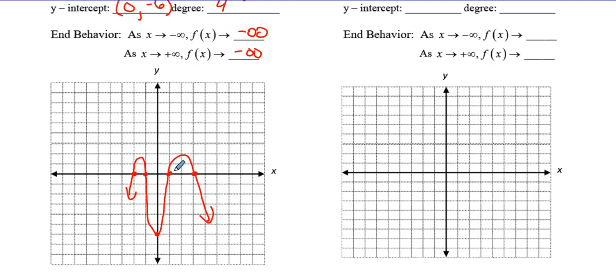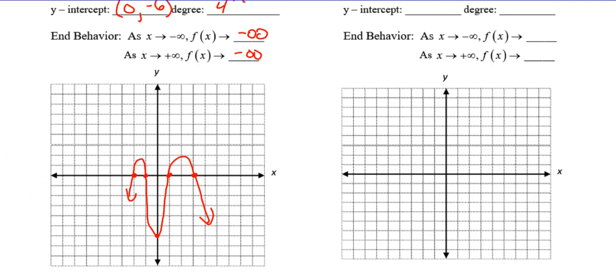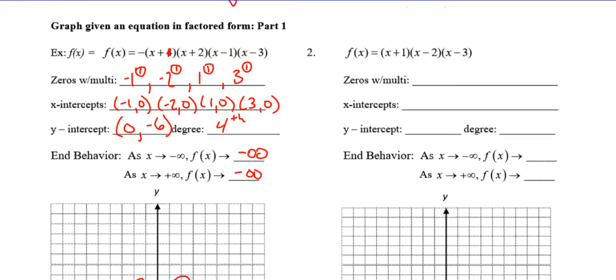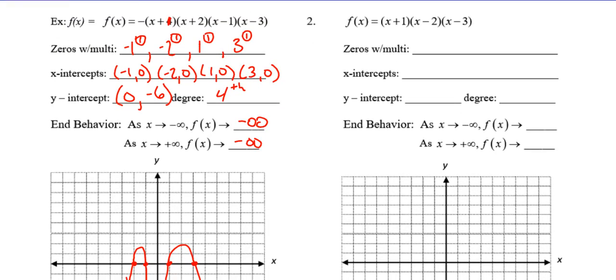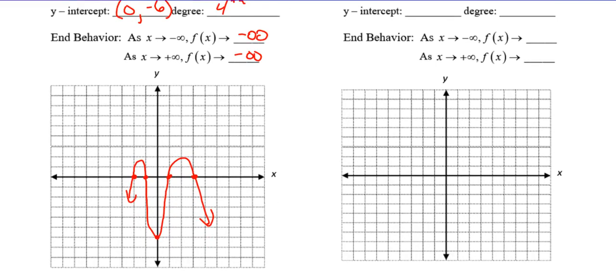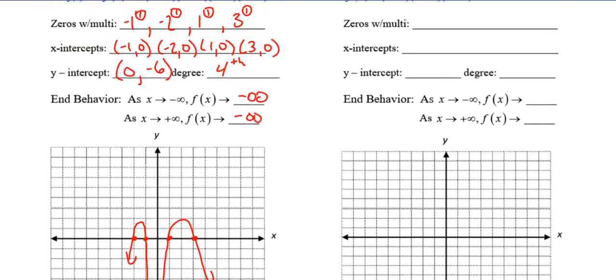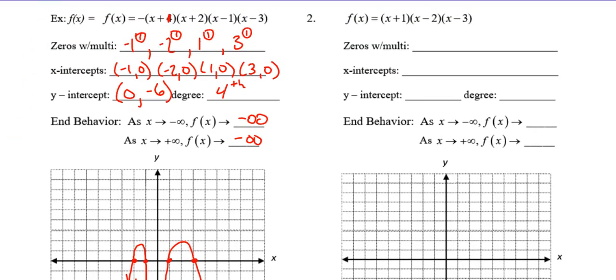If I was to mess up any of these multiplicities, it either wouldn't go through my y-intercept, or I wouldn't have the correct end behavior. So those are key indicators to let you know whether or not you've done it correctly. All right? So why don't you go ahead and pause the video, try number 2, see if you can complete the questions and get a rough sketch of the graph. All right, go ahead and pause the video.